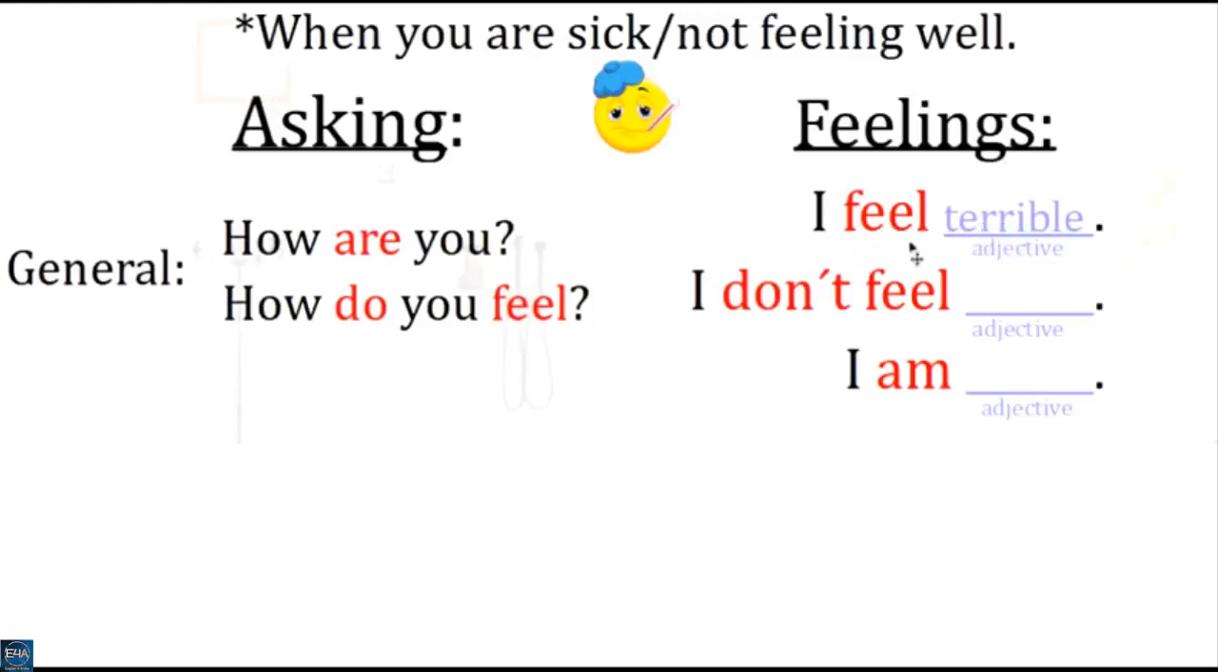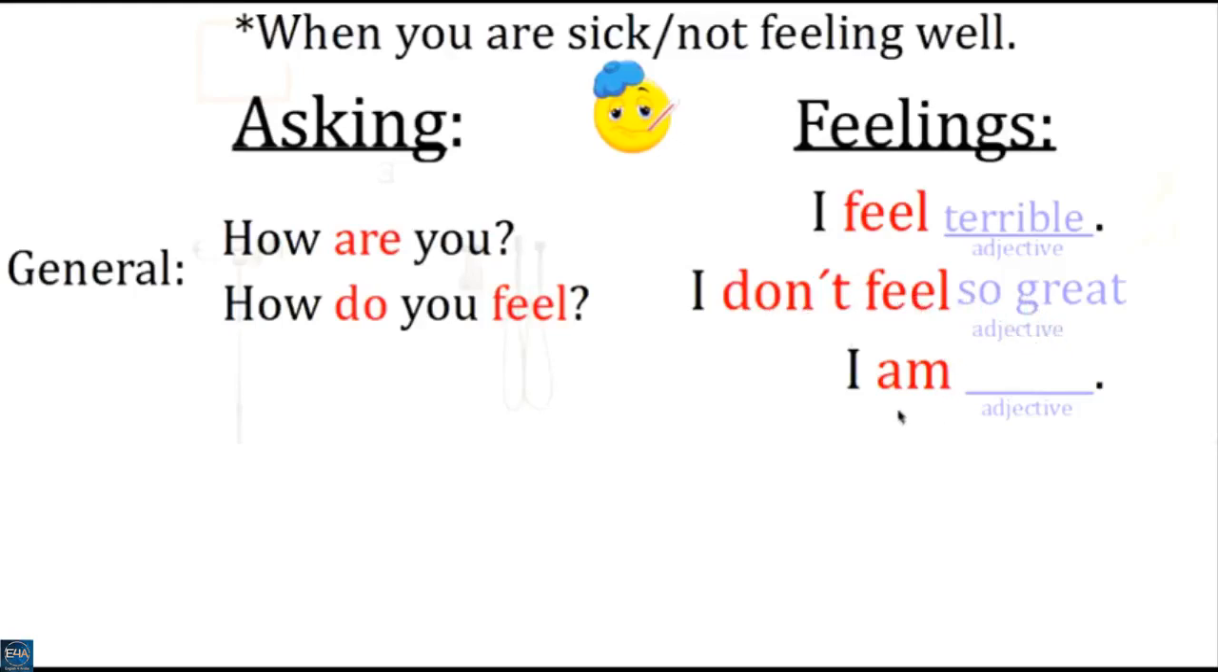Now, we use the verb feel and the adjective to describe the way we feel. I can say I feel terrible if I feel in a negative way, or I feel good if I feel in a positive way. But normally when we are sick, we say things like this: I feel terrible. Or maybe I don't feel well. We use the adjective in a positive way to say I don't feel well, I don't feel in a good way. Or another way is to say, I don't feel so great. Again, we use a positive adjective.